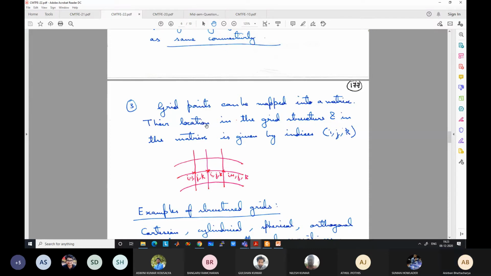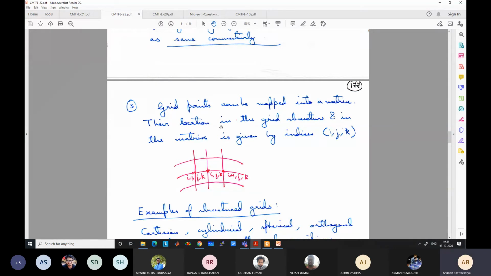And the third point is that the grid points can be mapped into a matrix. Each grid point location can be defined in terms of some index. For example, for this grid point, if I know the value of I, J and K, I can pinpoint the grid. If I is 10, J is 8 and K is 2, the grid location is given by the index 10, 8, 2. Similarly, this will be 11, 8, 2. This will be 9, 8, 2. This will be 10, 9, 2, like this.